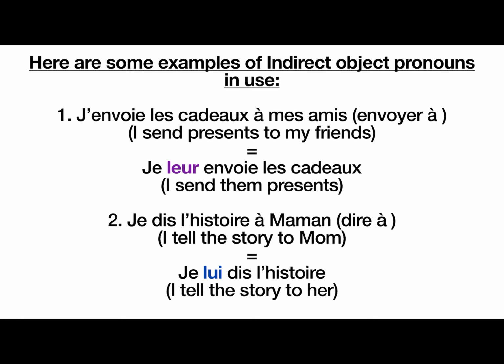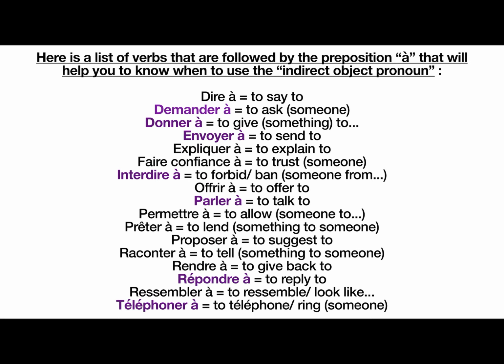Right. Here's a list of verbs that are followed by the preposition à that you will commonly come across. These verbs will help you to know when to use the indirect object pronoun. As you can see, I've highlighted in purple the ones that would be good for you to watch out for, or ones that you could use yourself in your own written work. Particularly, these could be useful now in a diary entry. So, dire à, to say to. Demander à, to ask. You could be saying, oh dear diary, what a nightmare. Last night I asked my father, or I asked him, to let me go to the match.